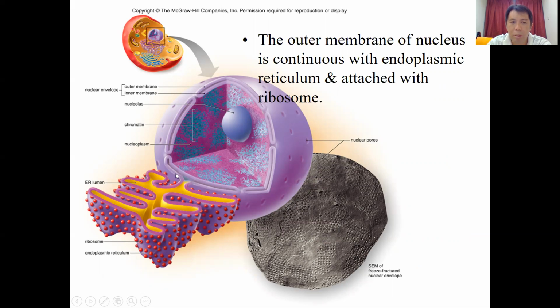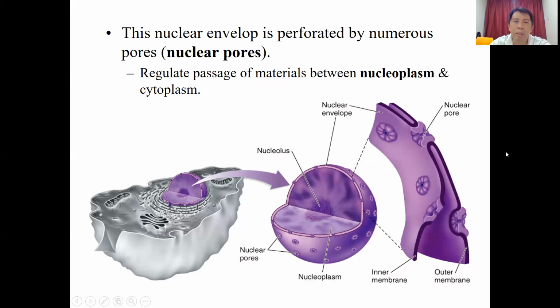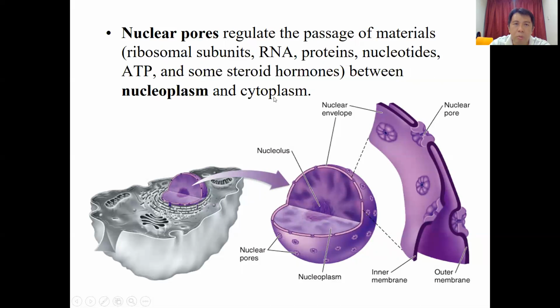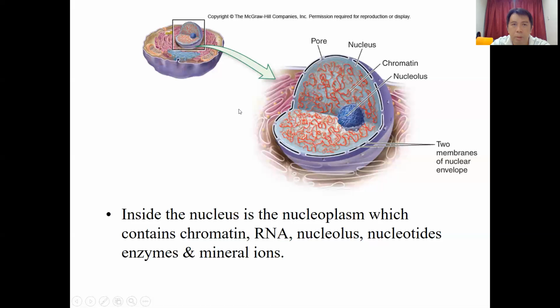This is for the outer nuclear membrane. The nuclear envelope is perforated by numerous pores. We call them nuclear pores, as I told you just now. Their function is to regulate the passage of materials between the nucleoplasm and the cytoplasm. The materials that can pass through the nuclear envelope are ribosomal subunits, RNA, proteins, nucleotides, ATP, and some steroid hormones between the nucleoplasm and cytoplasm.